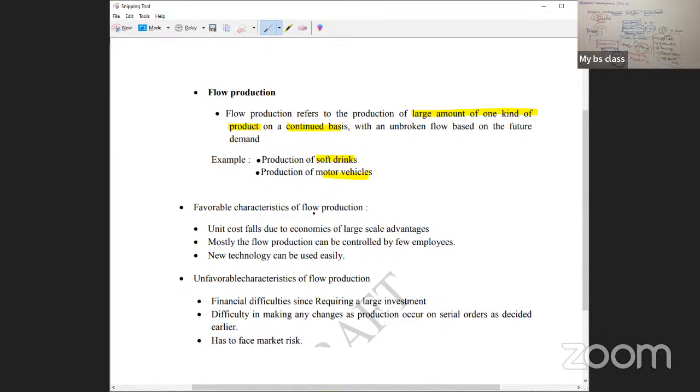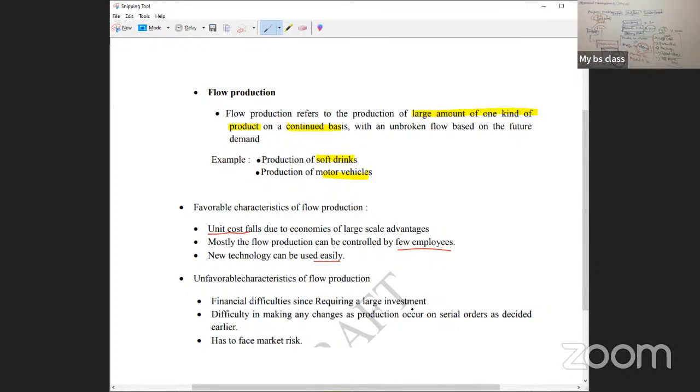So the favorable characteristic is the unit cost here. Unit cost එක හරිම අඩුයි මේකේ, මොකද economies of scale තියෙන නිසා, with the large production. Mostly flow production can be controlled by few employees, not labor intensive but capital intensive. Capital intensive can have more machineries that will be used. You know the word capital intensive, no need to explain. And new technology can be used easily because you'll be producing an identical product.